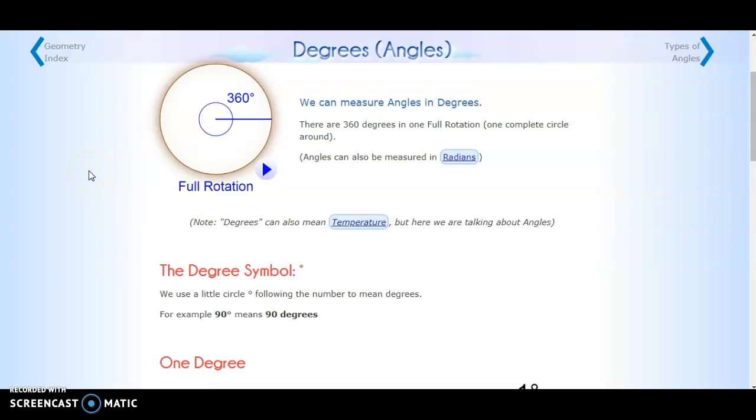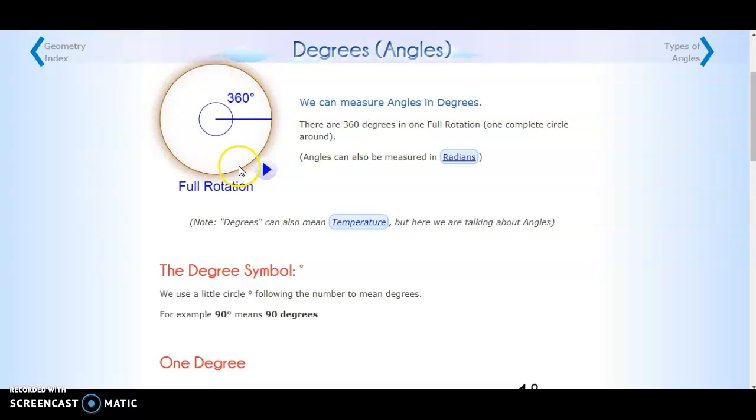Today we're learning about degrees. Degrees are units that we use to measure the openings of angles. An angle that's closed begins at 0 degrees. Once the top ray begins to open, it'll grow from 1 degree all the way to 360 degrees.